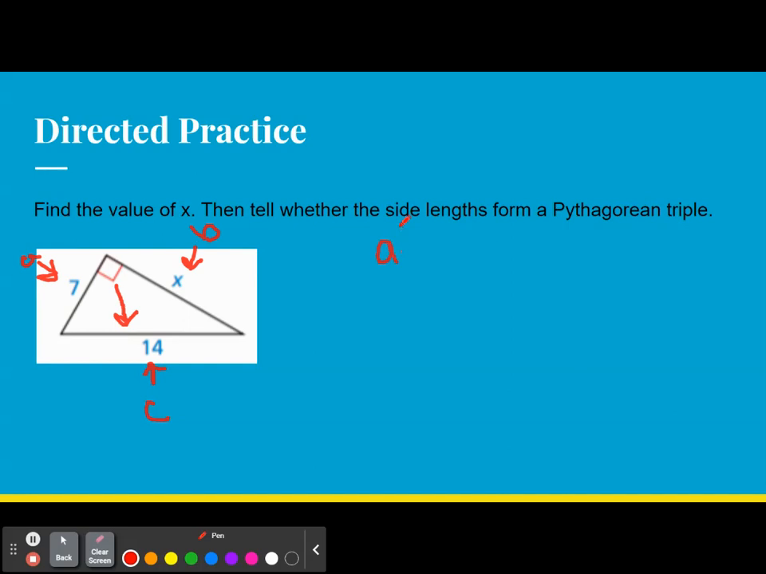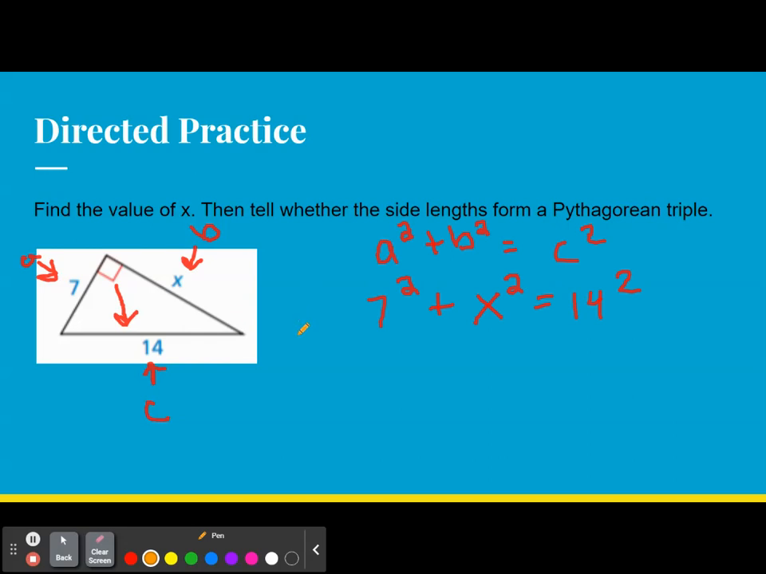Okay, so now I'll start with my formula. A squared plus B squared equals C squared. A is 7, so we do 7 squared plus B is x, so we do x squared, and then equals 14 squared. Okay. Now we work it out.